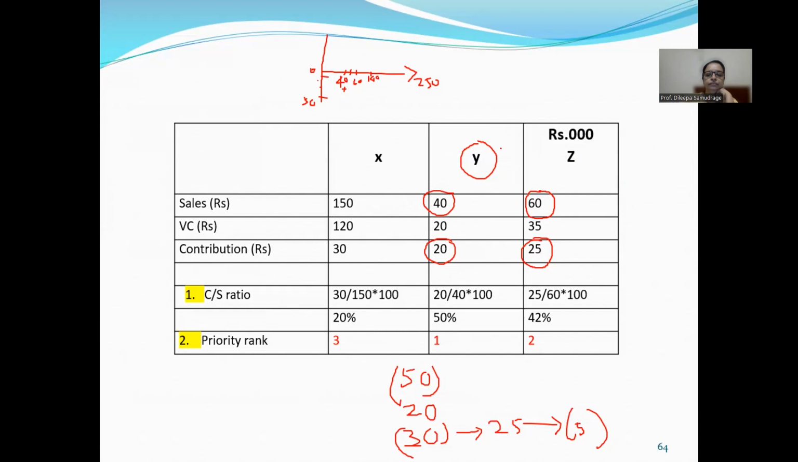So now we completed this one and this one. Then finally X. X sales equals 150. So in this graph, where should we mark it? At which point can we mark 150? Can't. So we have to mark it at 250. So you have to add 150 to this 100, and at 250 you have to decide your profit or loss.